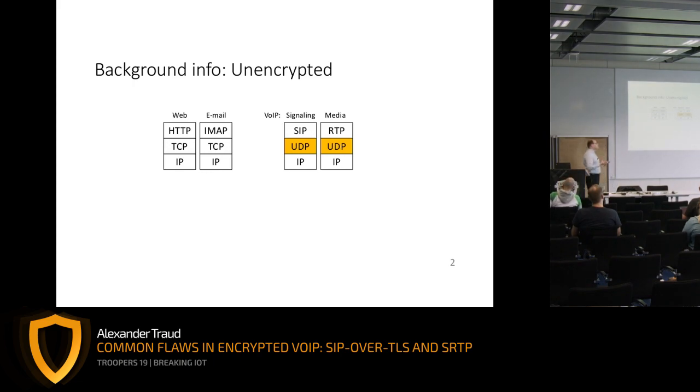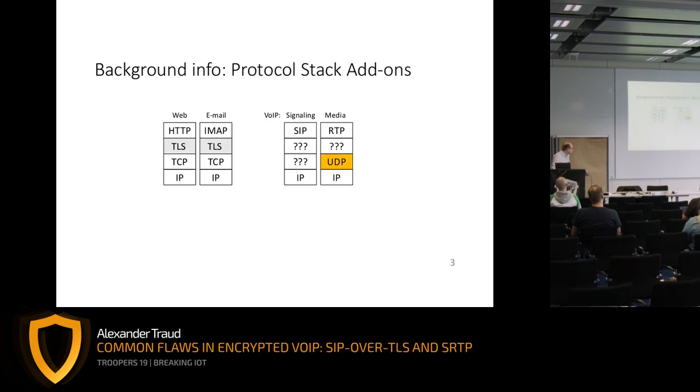It has another special feature, because it opens up a media stream after it was negotiated in signaling. So how do we add encryption here? You all know from web and email, that's easy: we just add TLS. That was one option. But now we had SIP, and SIP was based on UDP. So how do we add that one? We had to come up with some ideas.